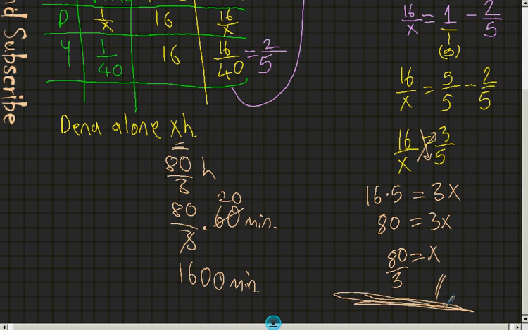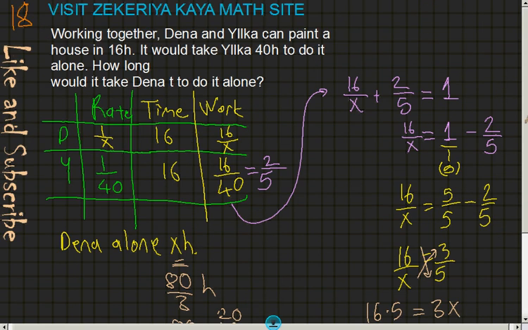Did you understand what I did and how I did? We must complete the table. To write the rates, we must know the working formula. By using the working formula, we write the rates. After that, the time for both, then the work which they did. Okay?